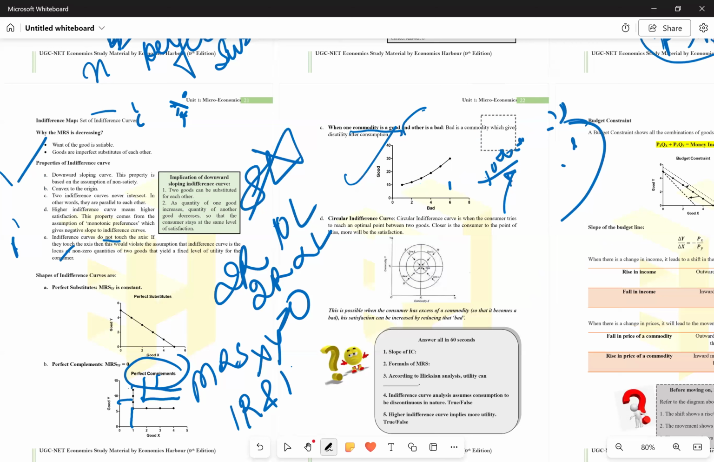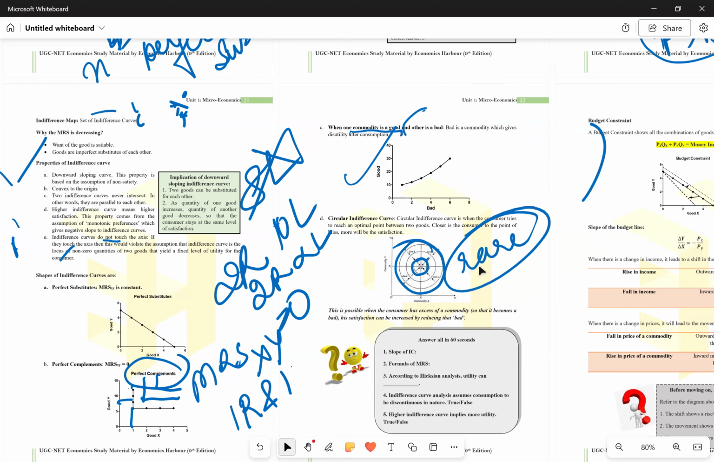Then, also we have the circular indifference curve, right? Now, a circular indifference curve is when the consumer, after consuming two goods, is trying to reach an optimal combination of it, right? So, this is the point of bliss you get. This is an exceptional case, especially when the goods are rare to find. When the goods are rare, right? So, to reach a satisfaction level, you get a circular kind of indifference curve. Right? So, this is the thing.